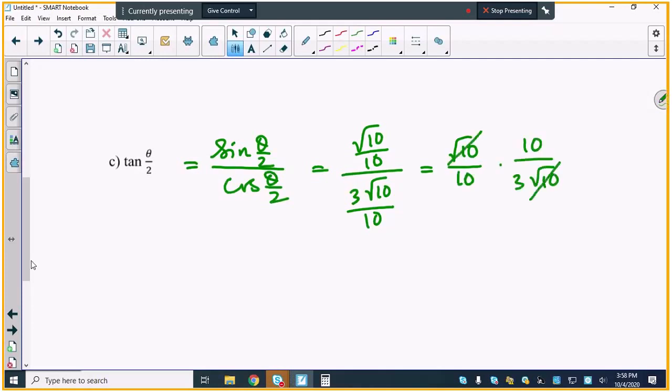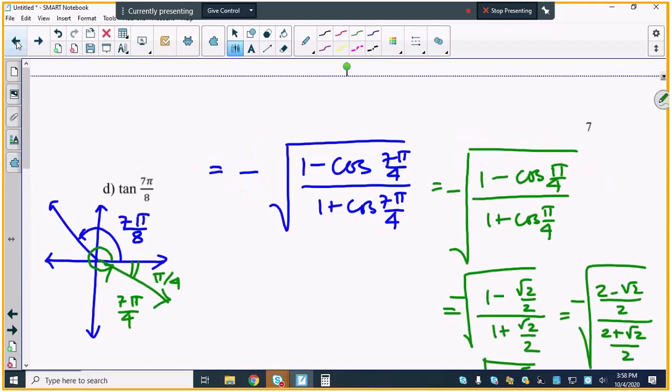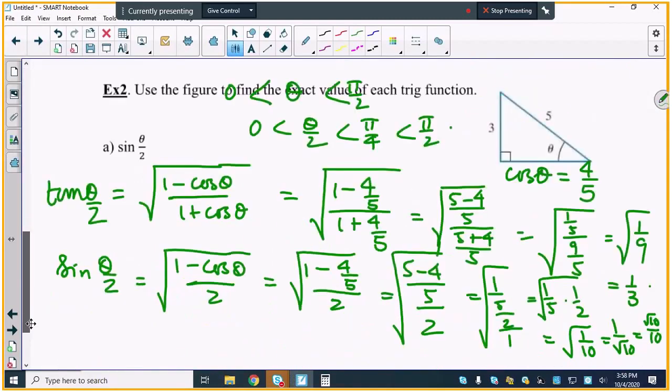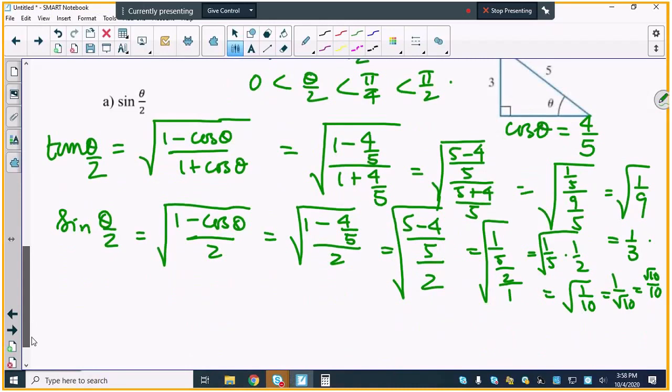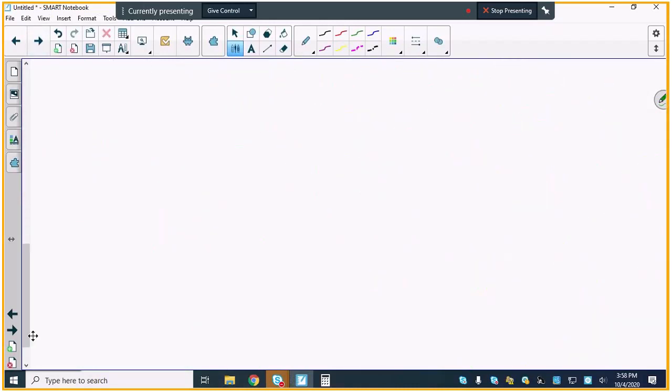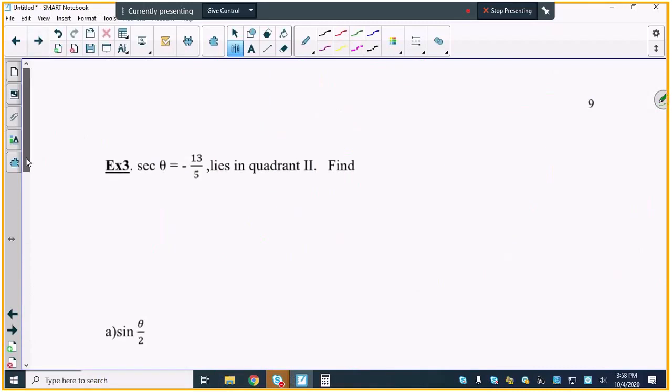And I cancel the square roots and the 10. So I get 1/3. And if you recall, my answer for tangent theta over 2, which I did without using sine or cosine, just using the half angle formula, was 1/3 as well. So I did it right again. Alrighty, so that answers this question.